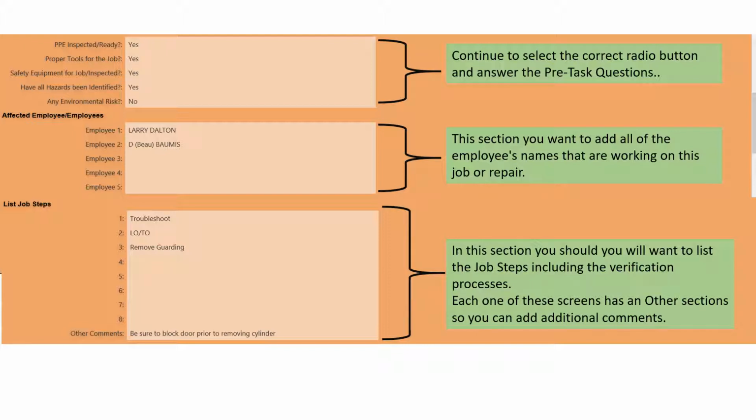The affected employees, remember to list all the people that are working on the job with you, as well as yourself. Next thing is the most important here. What are those job steps that you're going to take? What's your plan? For example, are you going to start out troubleshooting? Then you're going to have to lock out, tag out, possibly remove some guarding.